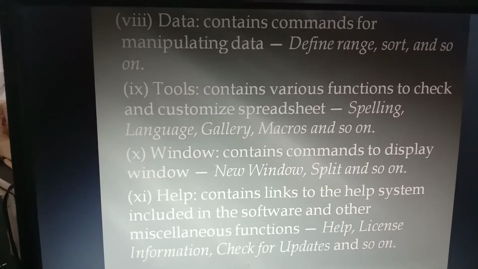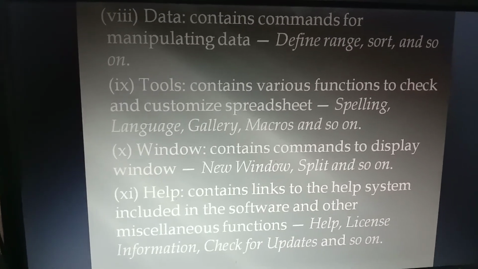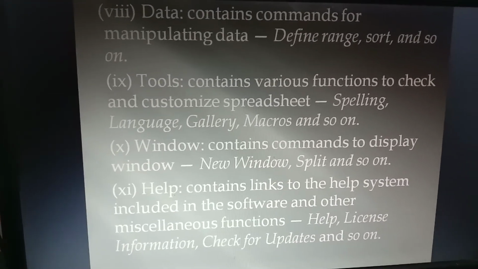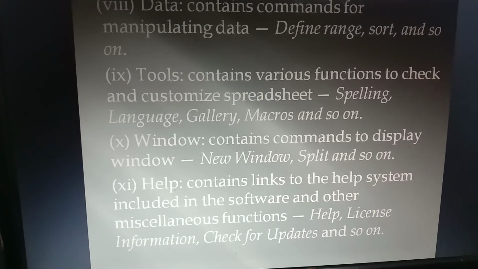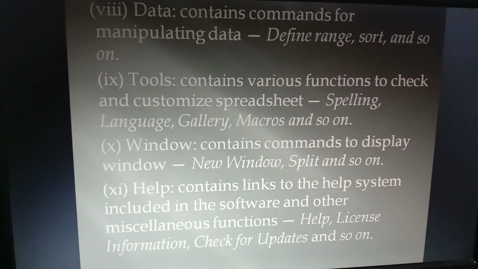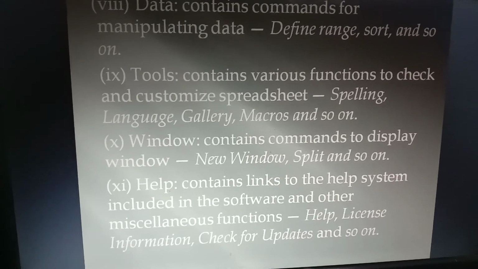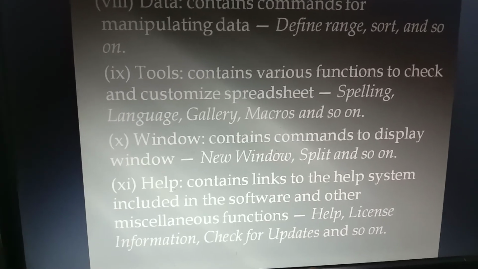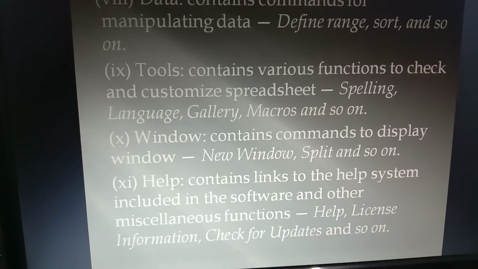Next is the Data command. With the help of Data you can define a range for that particular data. Next is Tools. Tools has various functions to check and customize a spreadsheet: spelling, languages, gallery, macros, etc. Next is Window. It is used to display new windows, different types of windows, or split windows. Next is Help. If you feel any problem regarding the software, you can see it with the help of the Help button.